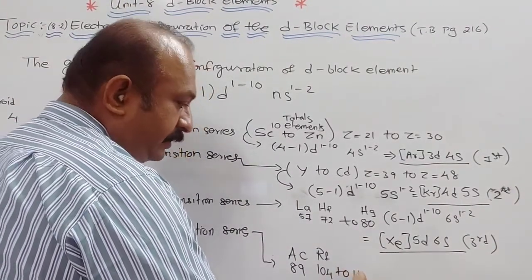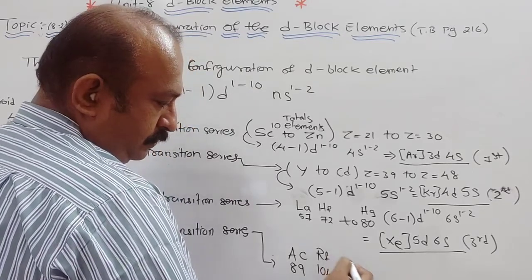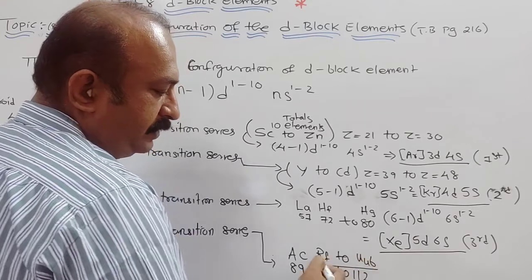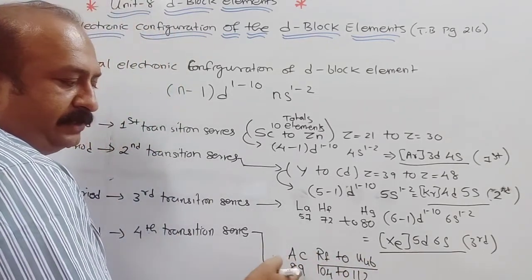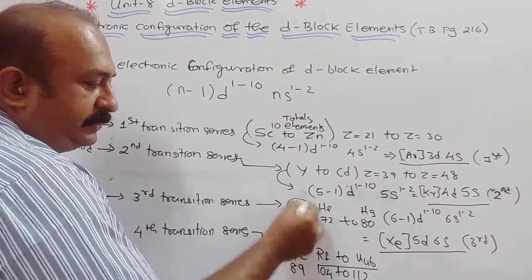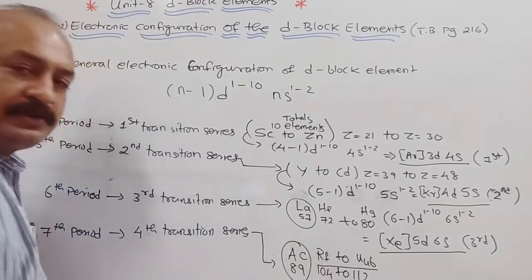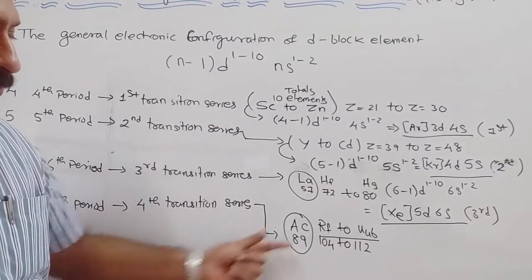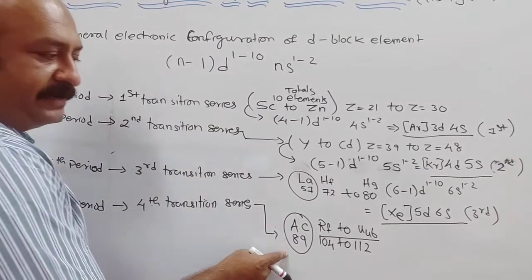UUB means it is 112, Ununbium. Rutherfordium to Ununbium. Actinoid, from there it starts. So lanthanoid and actinoid come in the f block, what we say. But we are going to study in this part. Okay. So here, now when we say this comes in the 7th period.